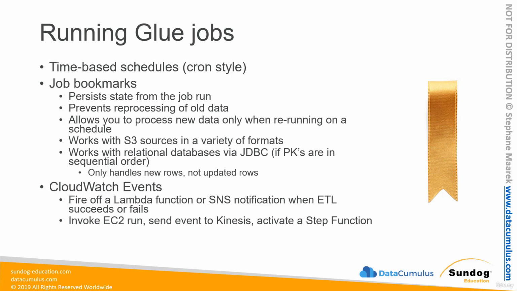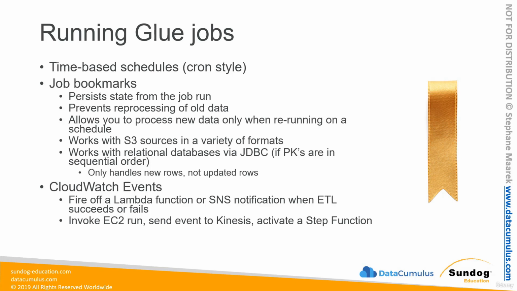So if you need to set things up so that you don't end up reprocessing the same data, a bookmark allows you to keep track of where you left off so that you can prevent the reprocessing of old data and just process that new data when you rerun on a schedule. So the job bookmark keeps track of where you left off when you're running your Glue jobs on a schedule. It works with S3 sources in a variety of formats, and it can also work with relational databases via JDBC if your primary keys are in sequential order.